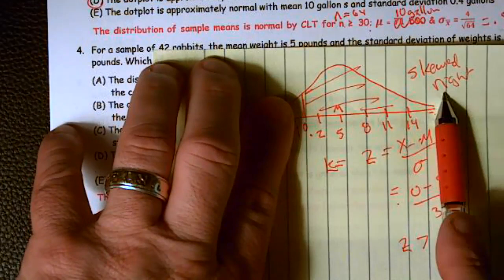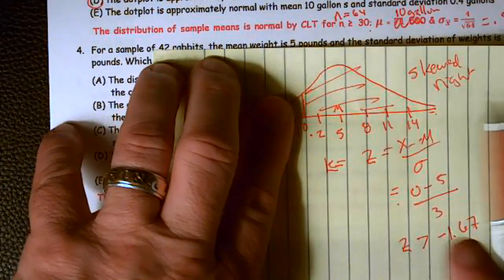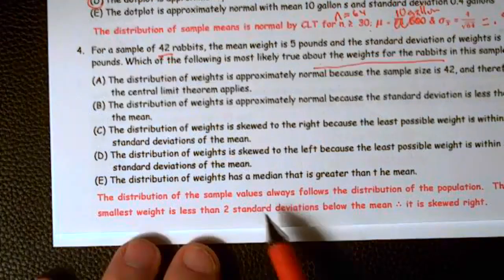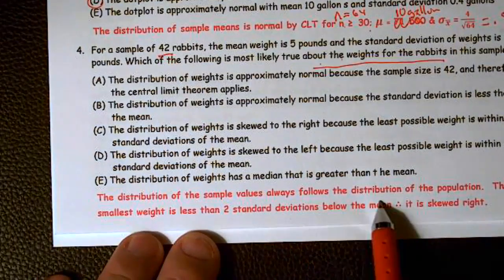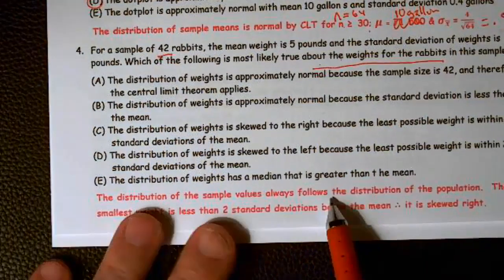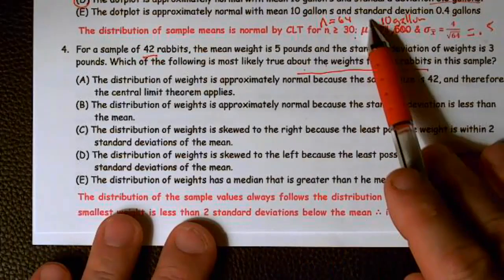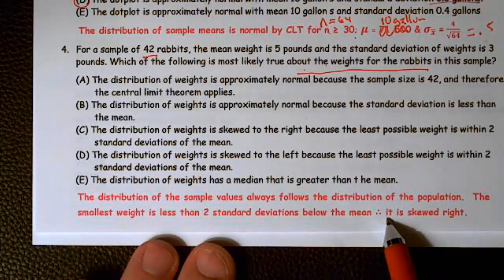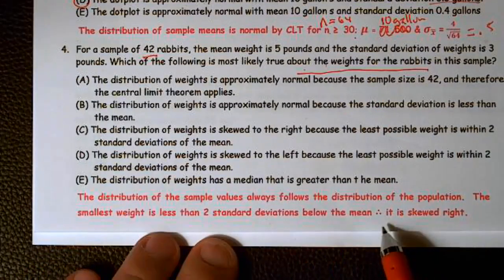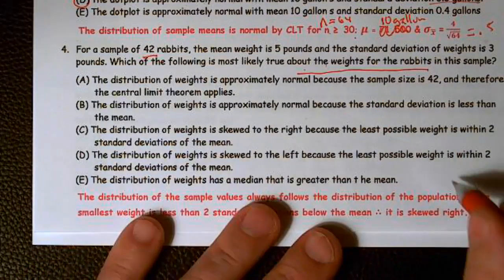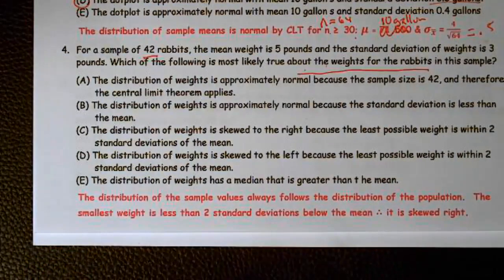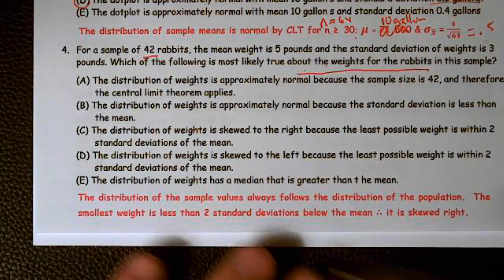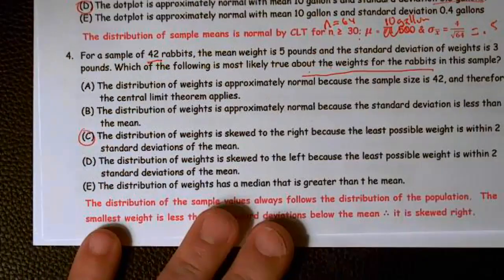So this is skewed to the right. When I look at this, the distribution of the sample values always follows the distribution of the population, because we asked about the sample values, not about the sample means. And the smallest weight is less than 2 standard deviations below the mean. Matter of fact, it was 1.67. All right. So when we're looking at this, we're looking at C.